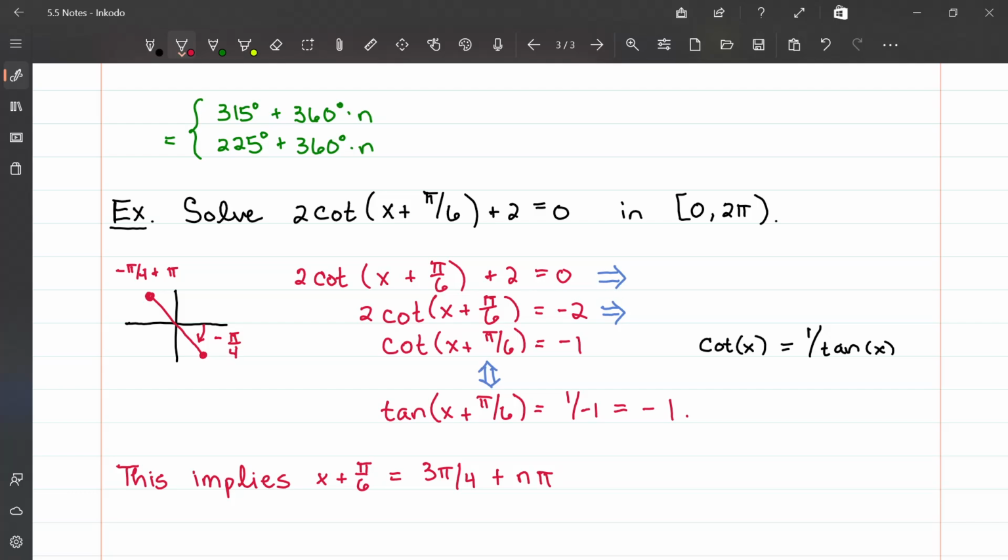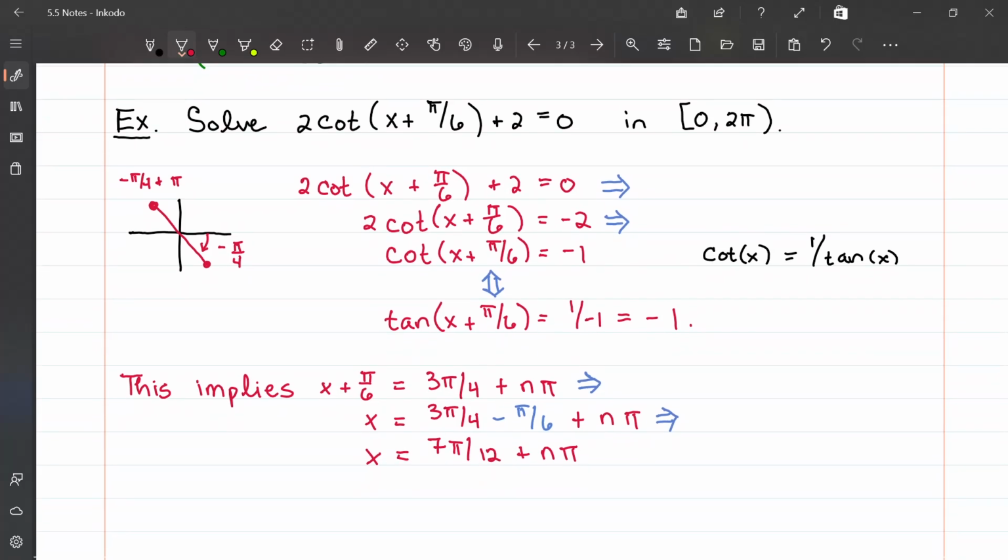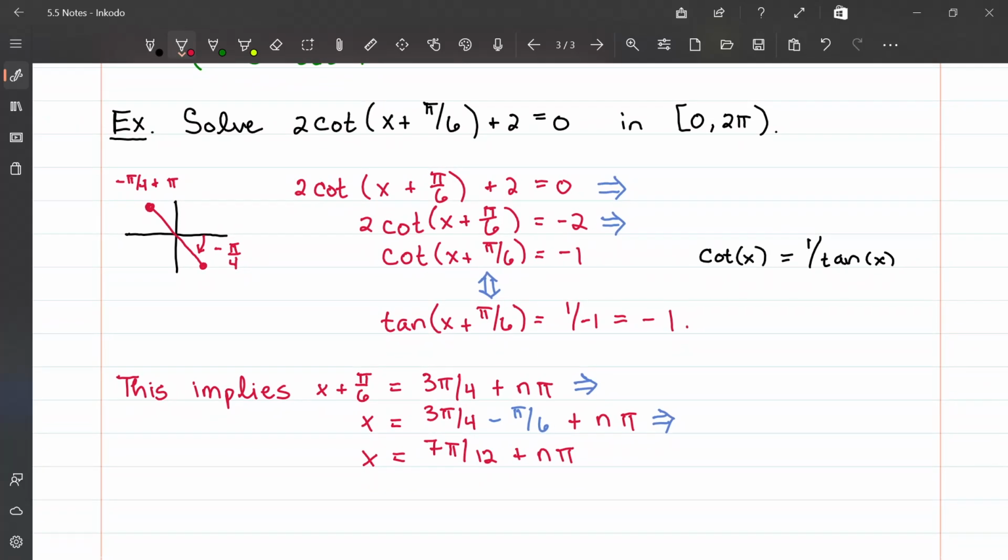We want a solution that's about x only, so we're going to have to do a little bit more algebra and move pi/6 to the other side of the equation. That means we should get an equation like x equals 3pi/4 minus pi/6 plus n pi. And now, noticing that both 3pi/4 and pi/6 have a least common denominator of 12, we can simplify as follows. Feel free to check my arithmetic there if you're not 100% certain.